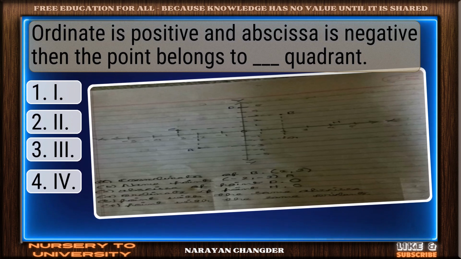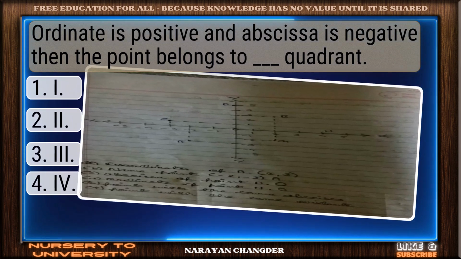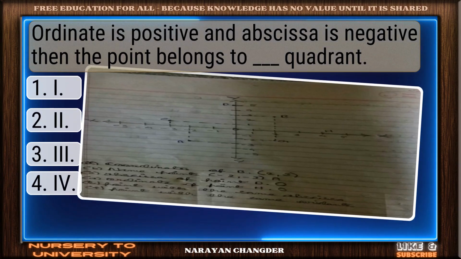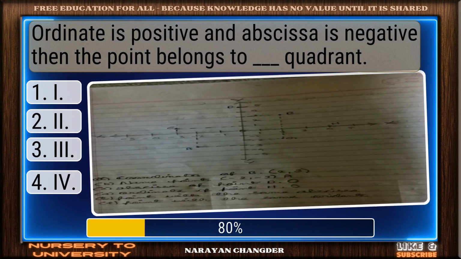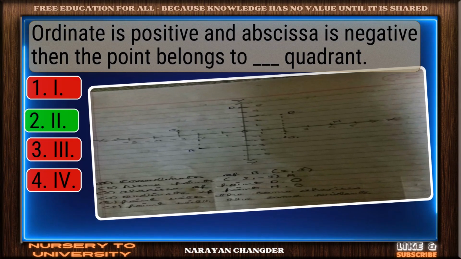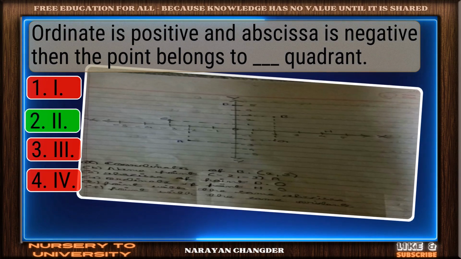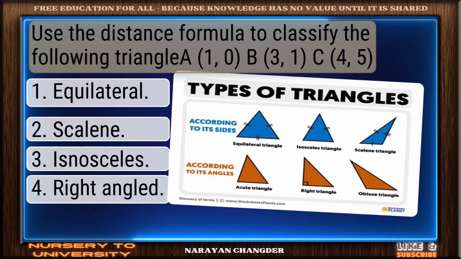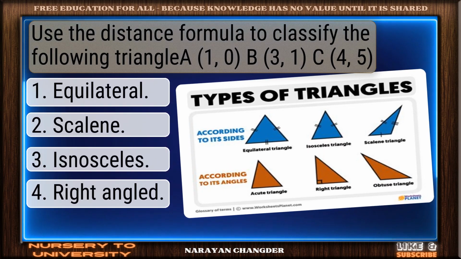Question number 60. Ordinate is positive and abscissa is negative, then the point belongs to dash quadrant. Right choice. I is the best answer. Question number 61. Use the distance formula to classify the following triangle ABC.